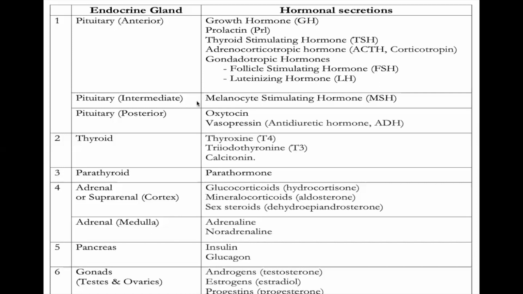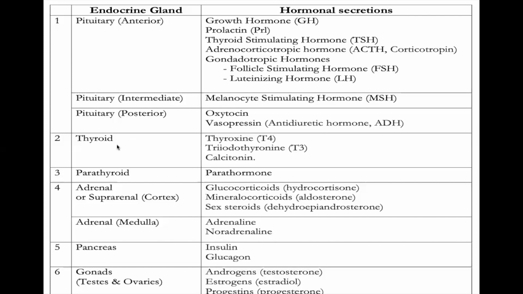The intermediate pituitary releases melanocyte stimulating hormone, which helps the skin to release melanin. Melanin is responsible for skin darkness or lightness. The posterior pituitary gland releases oxytocin and vasopressin. Vasopressin is antidiuretic, meaning it helps to retain water in your body.